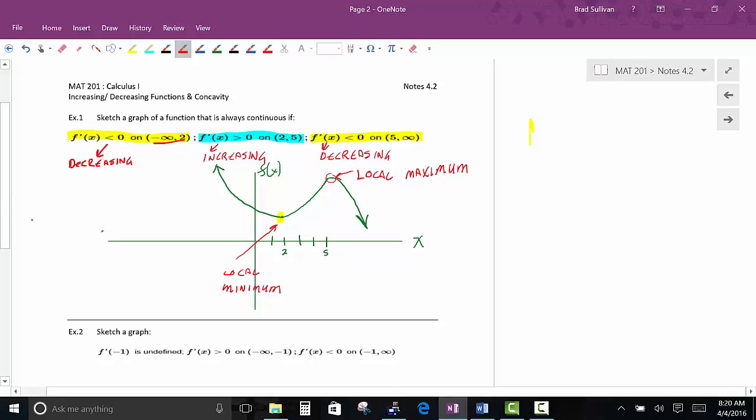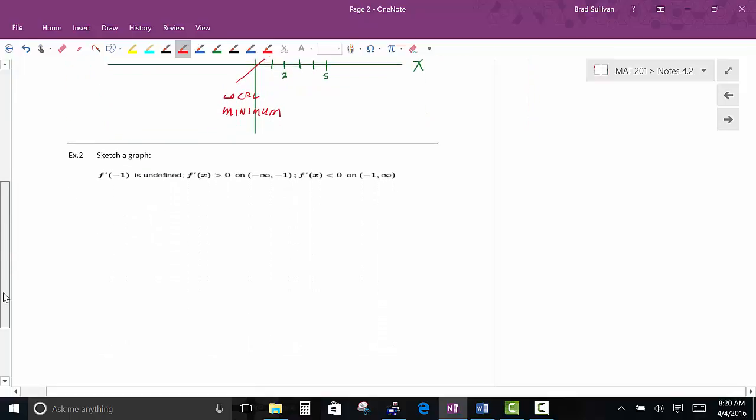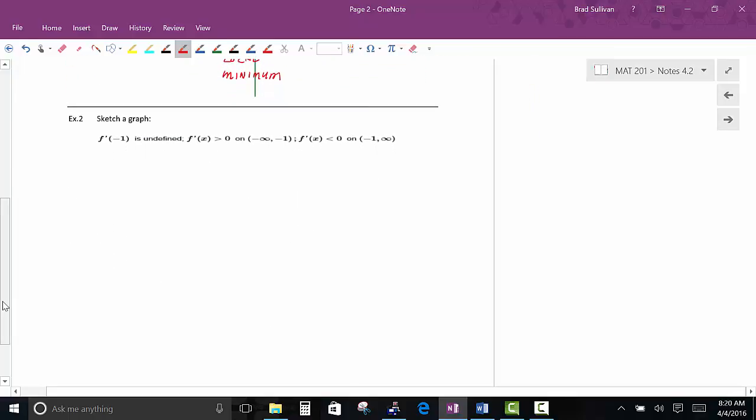Let's see what we come up with on the next one. This one has a few more pieces of information on it. First of all, we have that the derivative is undefined. Let's think about what that could mean. If something's not differentiable, what would that tell you? What are some possibilities? Sure, you might have a sharp point. Remember, we can be creative on this problem. We could have a sharp point or a cusp, right?